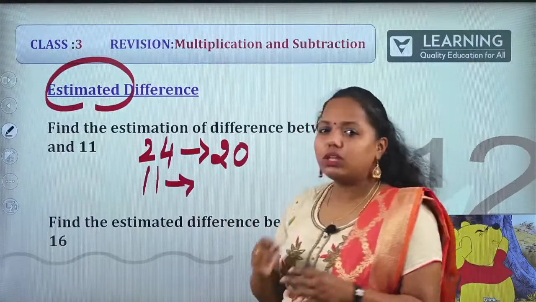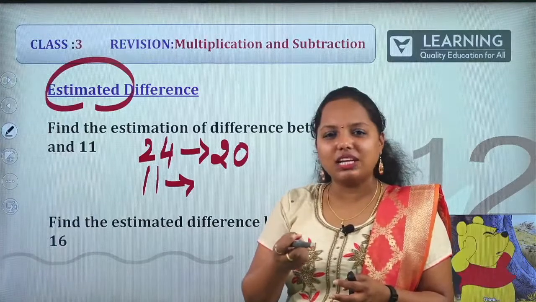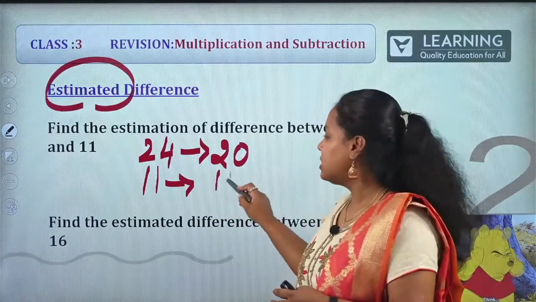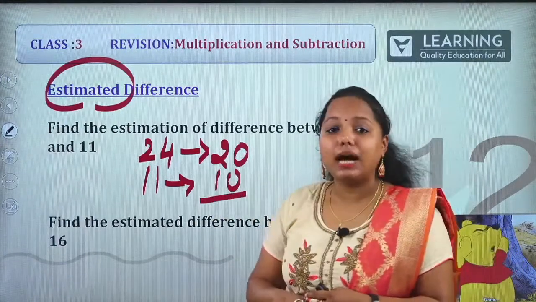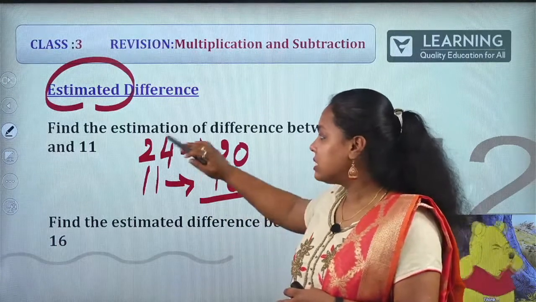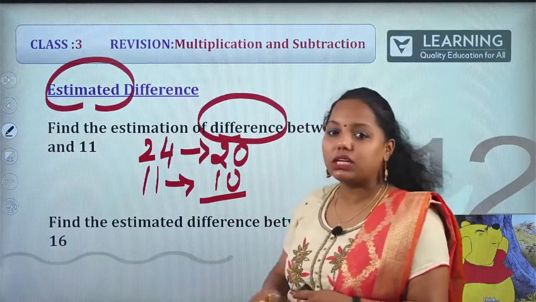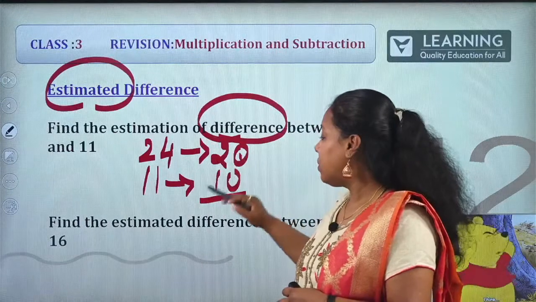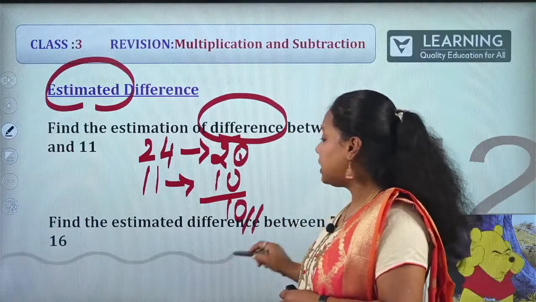Now for the 11, it is very easy. Just one interval, that is 10. So now it is 10. 20 minus 10. Since it is difference, I hope you are remembering the word difference. So 20 minus 10 gives me 10 over there.